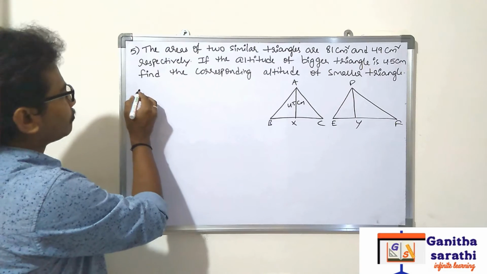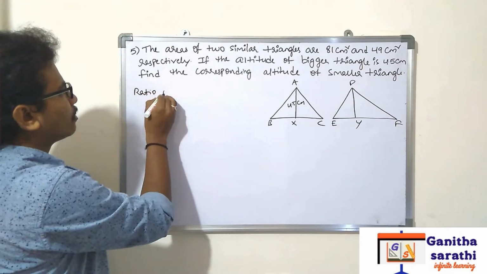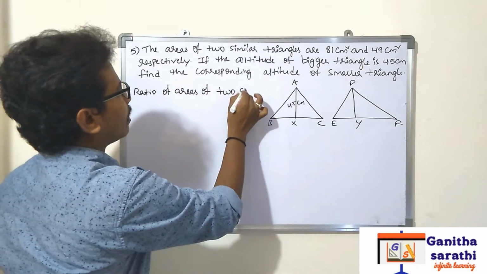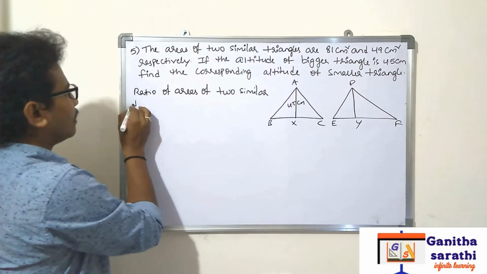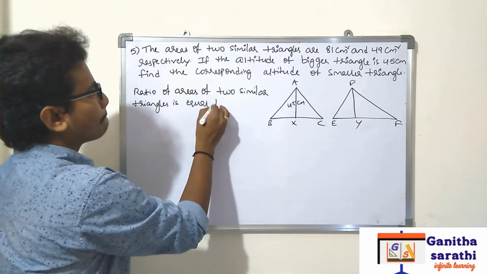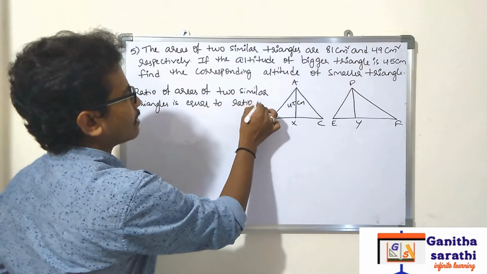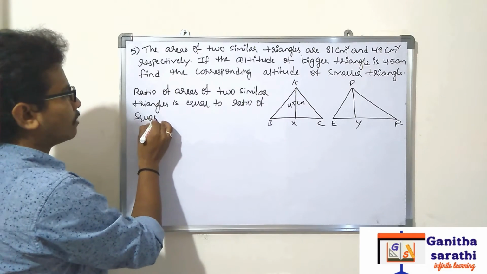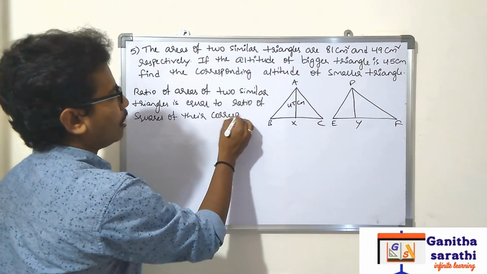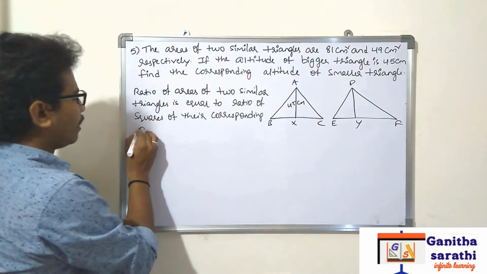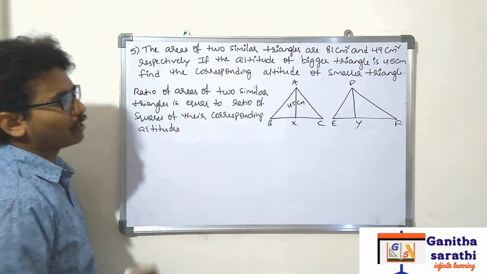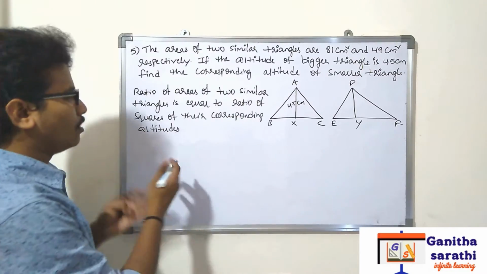Now, see here, ratio of areas of two similar triangles is equal to ratio of squares of their corresponding altitudes. I have given you this in problem number 3. Okay, you can go through that. So now by that process we will do this one. We can solve this one.